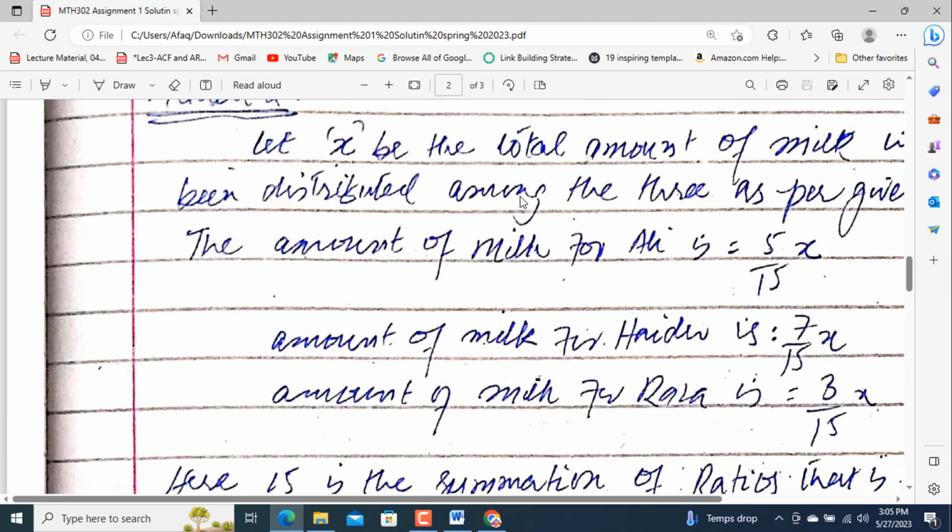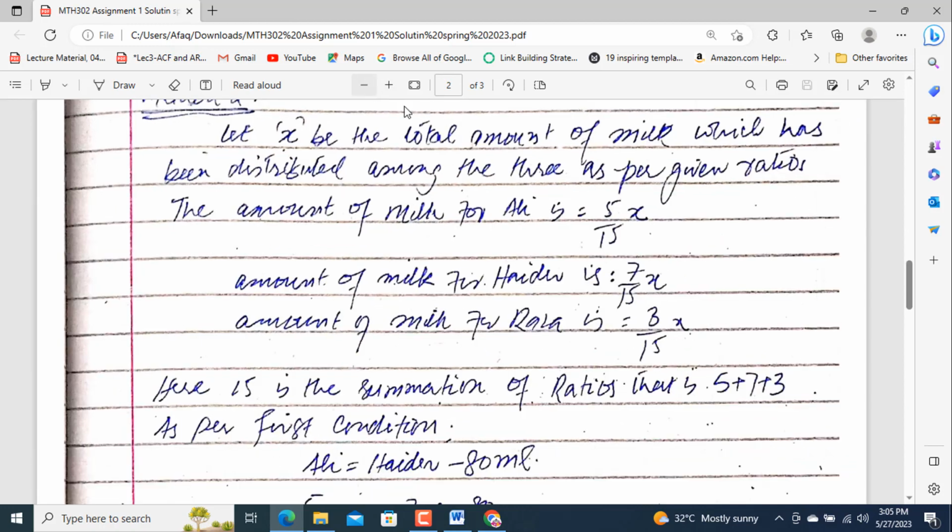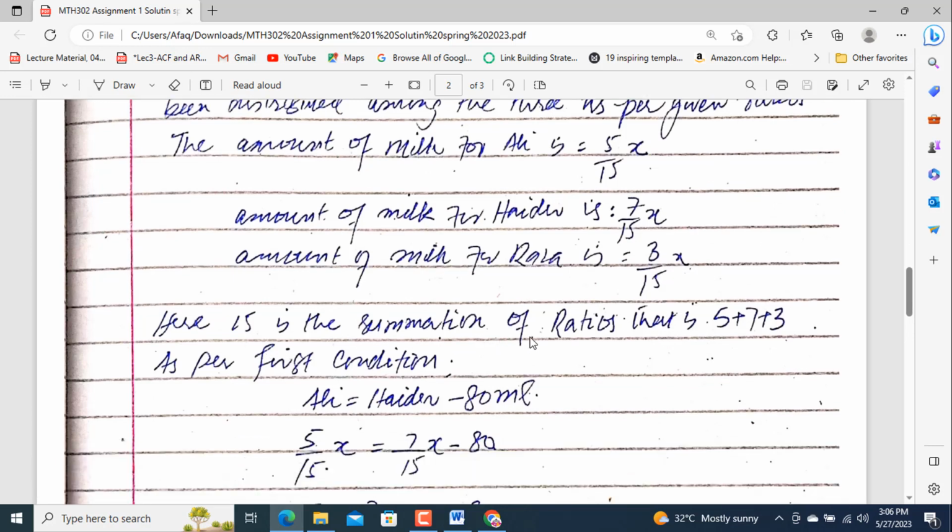Method 2. Let X be the total amount of milk that has been distributed among the three as per the given ratio. The share of Ali is 5/15 into X. The amount of milk for Haider is 7/15 X. The amount of milk for Raza is 3/15 X. Here 15 is the summation of the ratios, that is 5 plus 7 plus 3 equals 15.